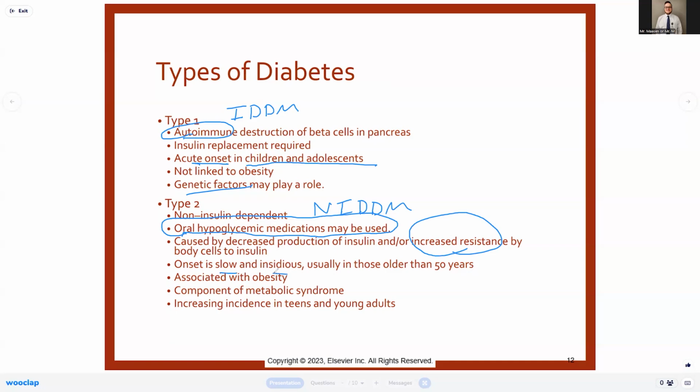Onset is slow and insidious, way different than acute onset, usually older than 50, but you could basically say anything older than 30 years old is more at risk. And this one's associated with obesity, metabolic syndrome. It's increasing in young adults and teens, but it's more associated with older age, obesity, poor diet, a diet high in elevated carbs and complex carbs that aren't very easy to digest.